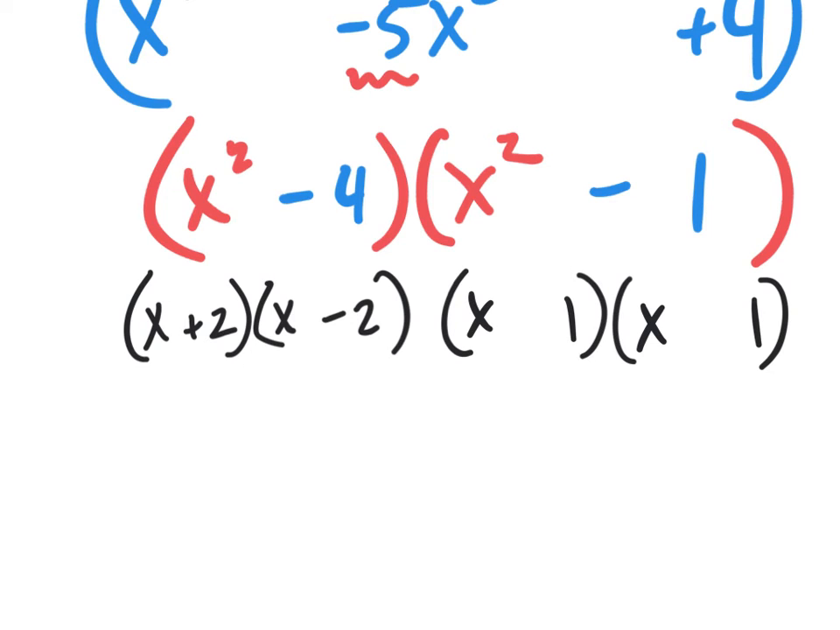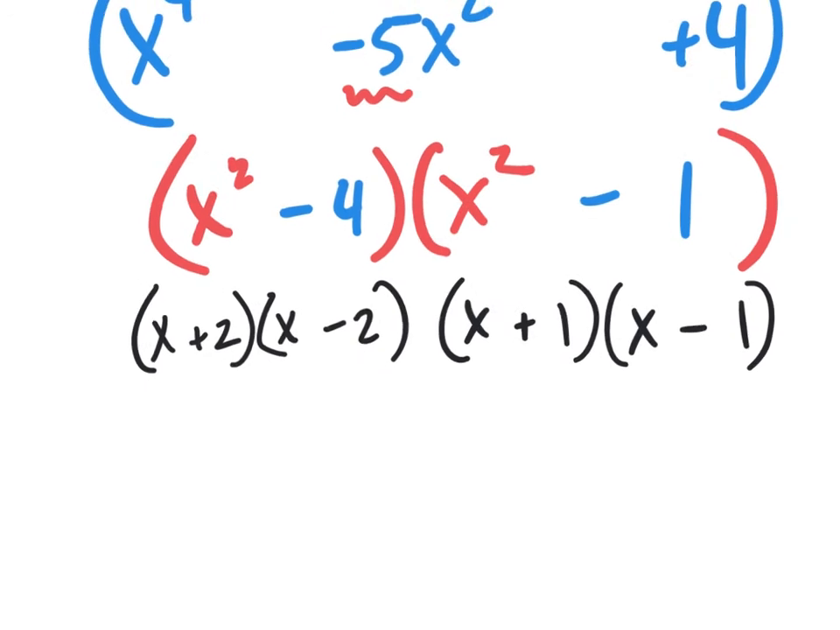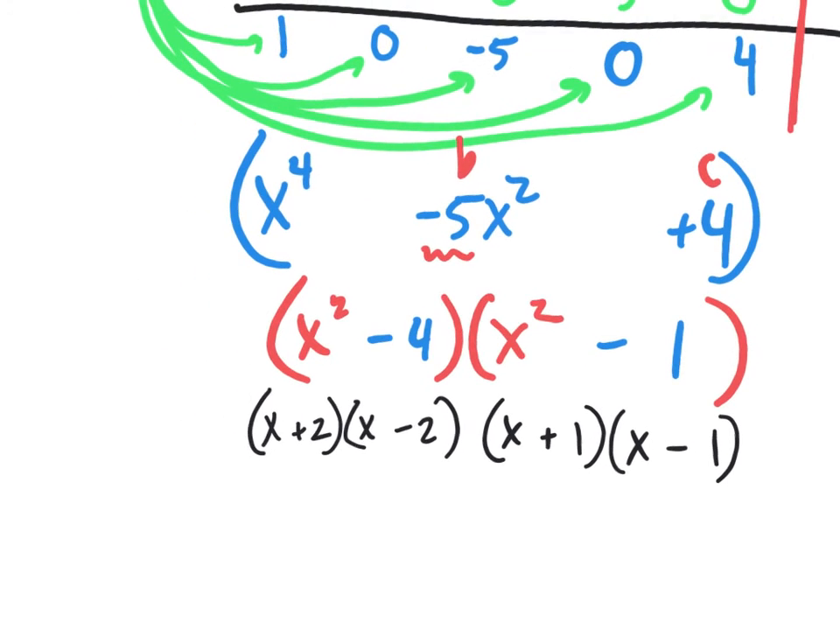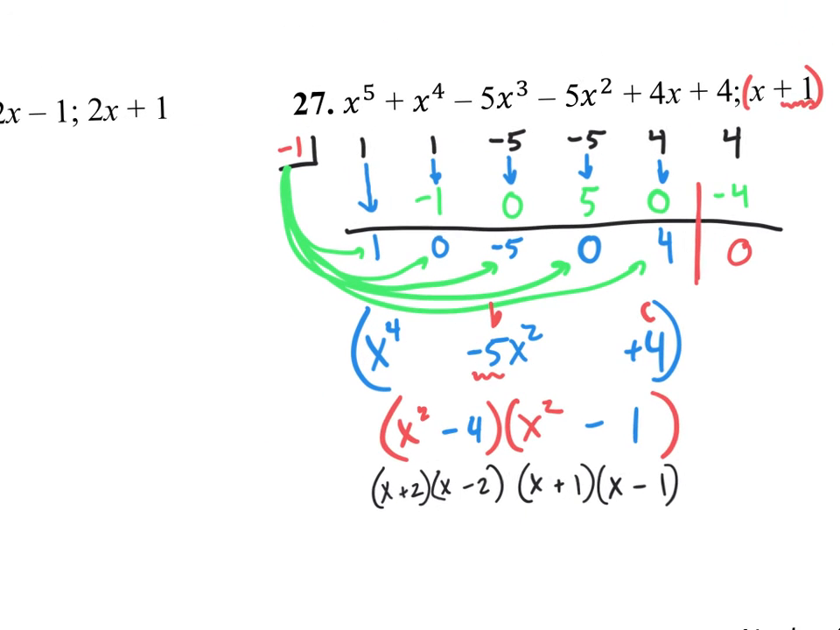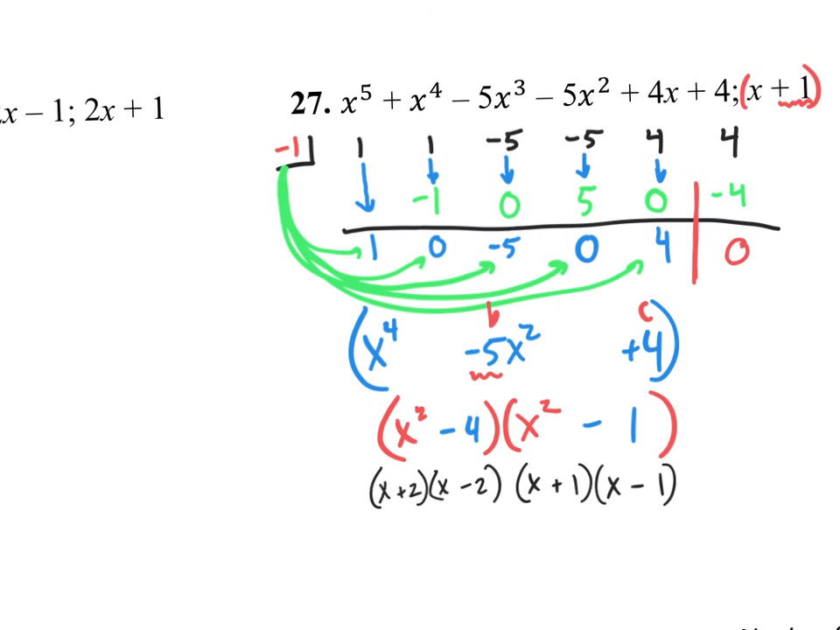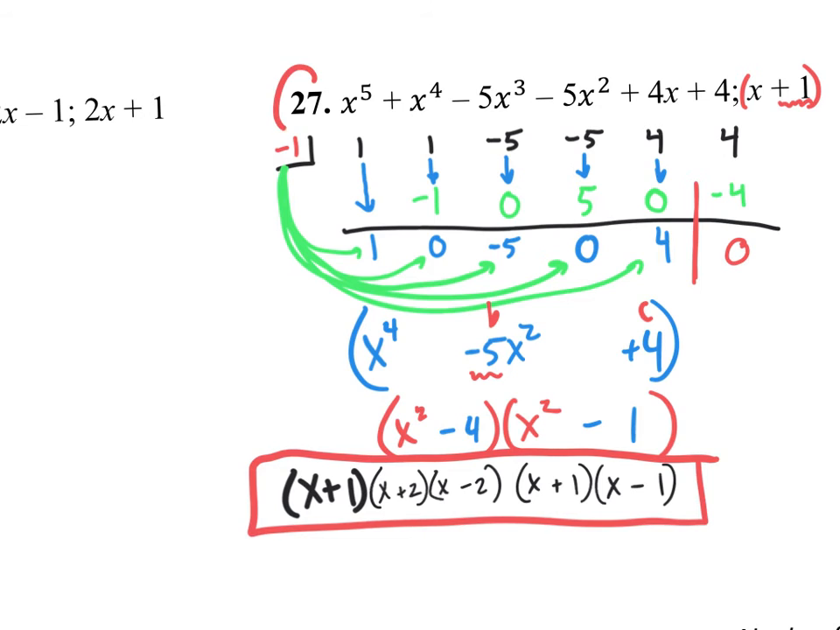And if you want those middle terms to cancel out, one has to be positive, one has to be negative. So I have completely factored that 4th degree trinomial. But if you wanted it in completely factored form, you can't forget about the original factor that they gave us, x plus 1. So you can put that x plus 1 down here in the front as well. And this is your completely factored form of the above 5th degree ginormous polynomial on number 27.